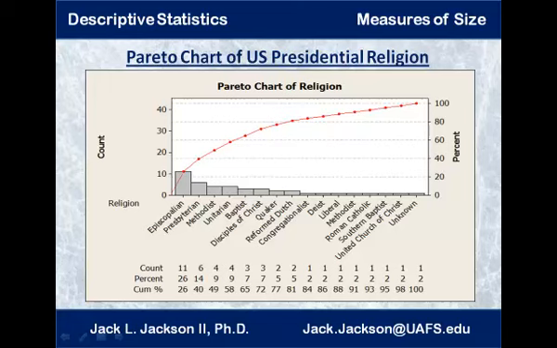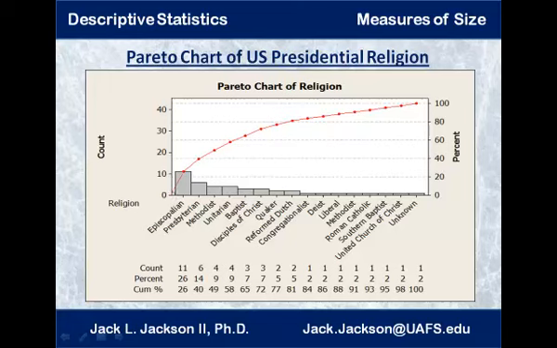So, here is a Pareto chart of the religion of the U.S. presidents. Notice we start the highest bar with Episcopalian. Looks like we had 11 of those. Then Presbyterians, 6 of those. Then Methodists at 4. Unitarian at 4. 3 Baptists, 3 Disciples of Christ, and so forth. So these bars are descending in order.